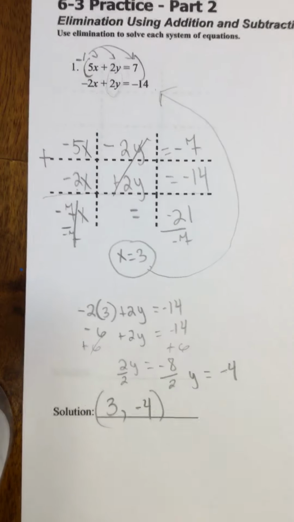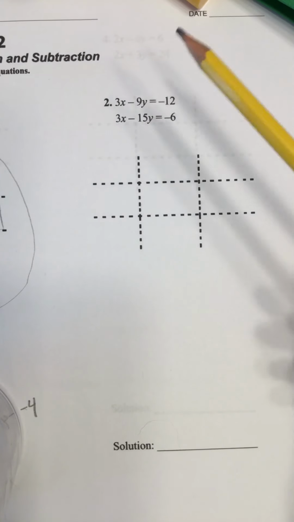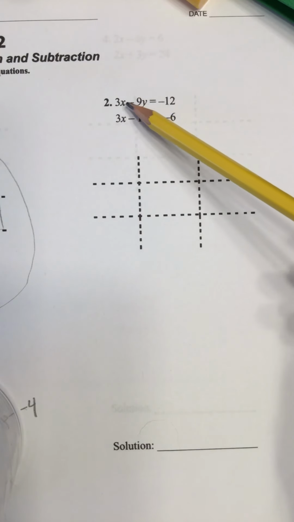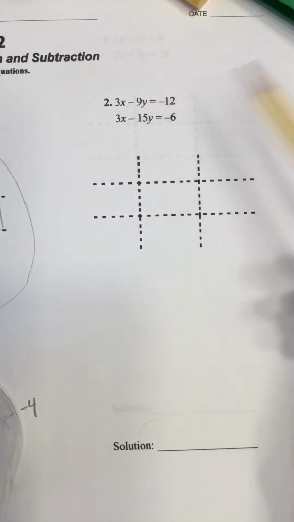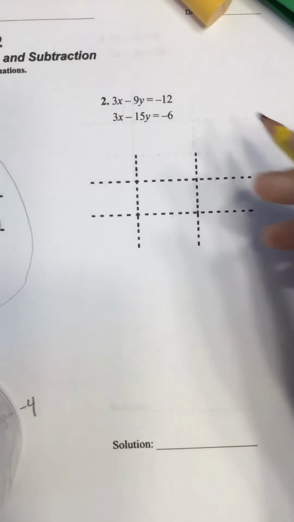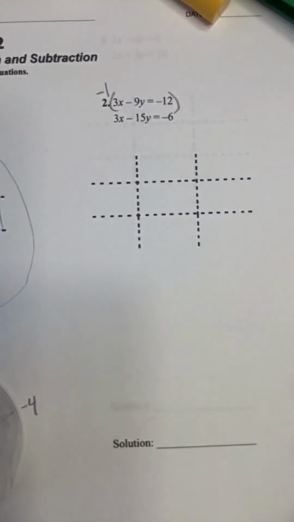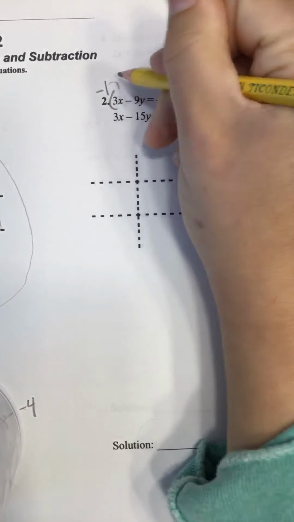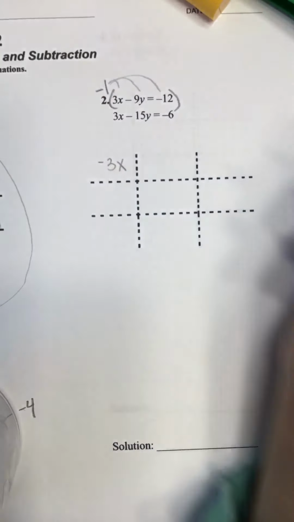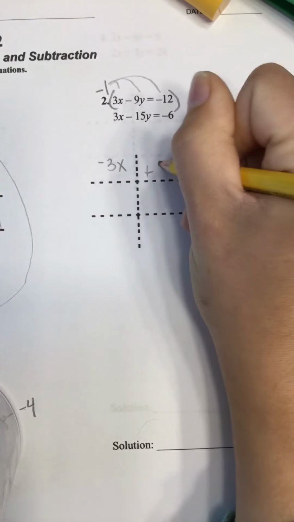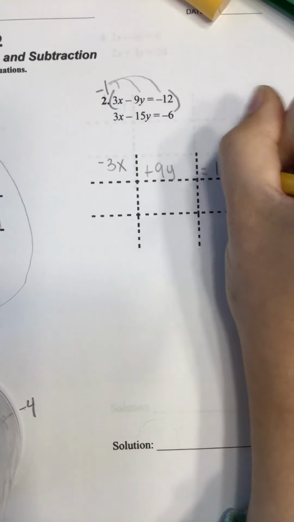Okay, I'm going to do number 2. So again, we're looking for same number, same coefficient, same variable, opposite signs. So here I can see my 3x and my 3x. That's going to be what I want to cancel out. So in order to cancel those out, I need to multiply one of them by -1. So if I multiply everything by -1, I have -3x plus 9y, negative times a negative, and again, negative times a negative equals, that'll be a +12.